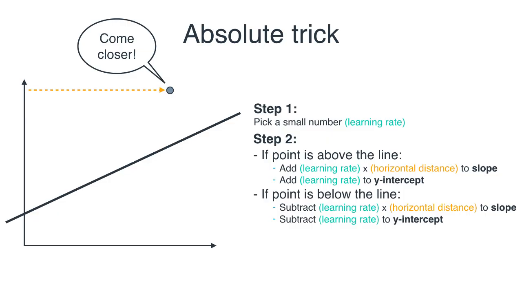This one only deals with the horizontal distance. It doesn't care about the vertical distance, but it does have one if statement, which is whether the point is above or below the line. If the point is above the line, then you add learning rate times horizontal distance to the slope and learning rate to the y-intercept. And if it's below, then you just subtract them, and you can convince yourself that the horizontal distance takes care of the sign of what you're adding to the slope. So you can convince yourself that this works. And again, I would encourage you to code this one. So I think that's all over here.